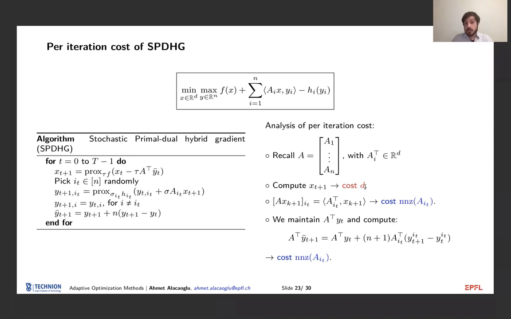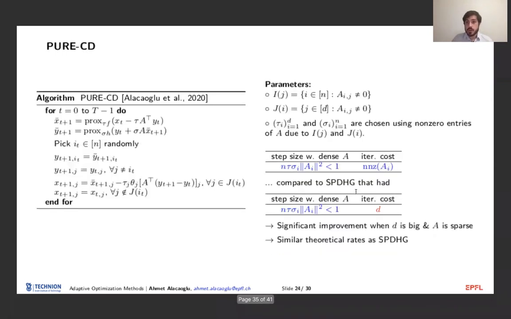To be able to obtain adaptivity to sparsity, we will have to use another algorithm, which is called PURE-CD. What PURE-CD does is, similar to the PDHG, we have the primal and dual updates, which are essentially GDA steps, gradient descent ascent steps, with little modifications. Here X bar and Y bar are the full iterates, but we actually do not need those. We just write them to see the explicit updates, and they are not needed to run the algorithm.